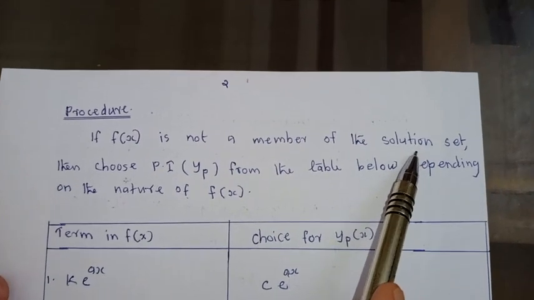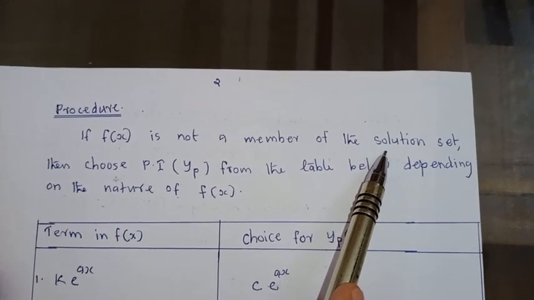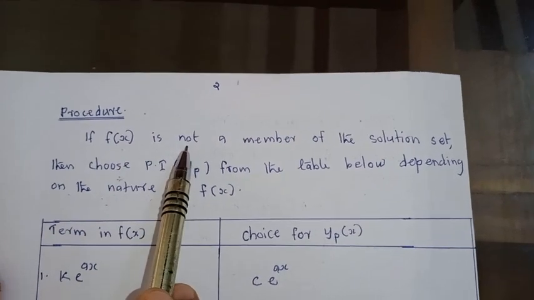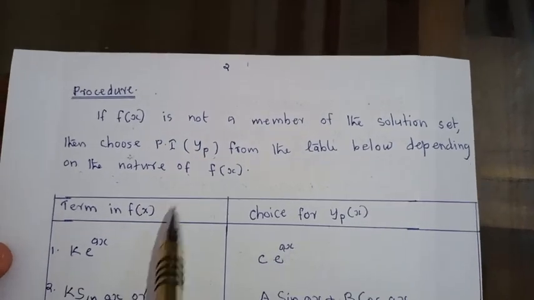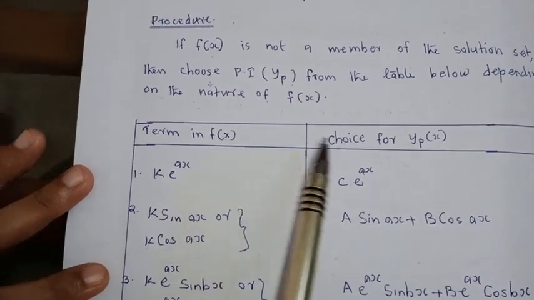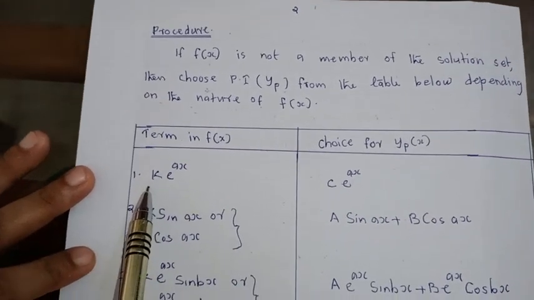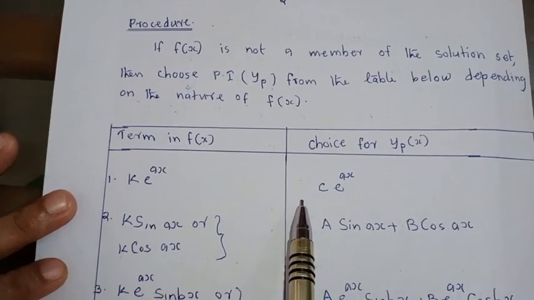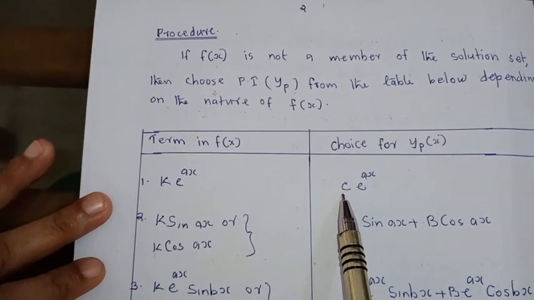So what is the solution set? Solution set means it is yh that we already calculated. yh means the complementary function. So if your given f(x) is not a member of that solution set, you can select yp from the table below. Now look at the table. The term in f(x), choice for yp(x). Suppose your f(x) is some k e^(ax), some exponential function. Now you choose yp as some c e^(ax). Same e^(ax), but the coefficient is c, some constant.